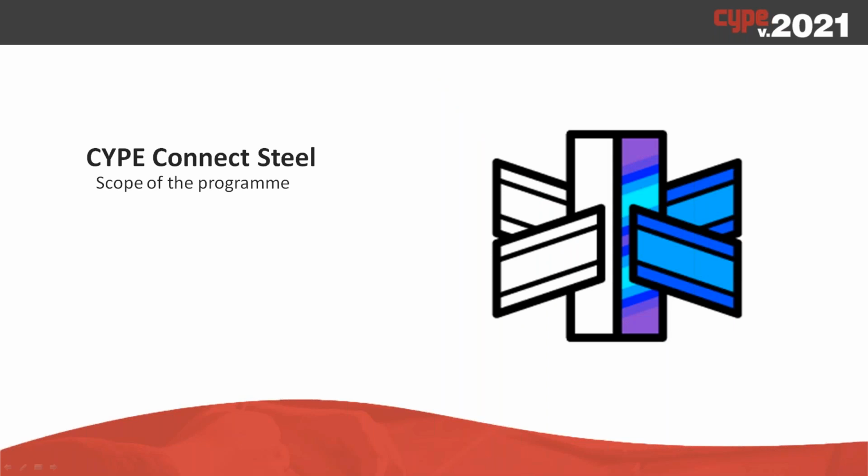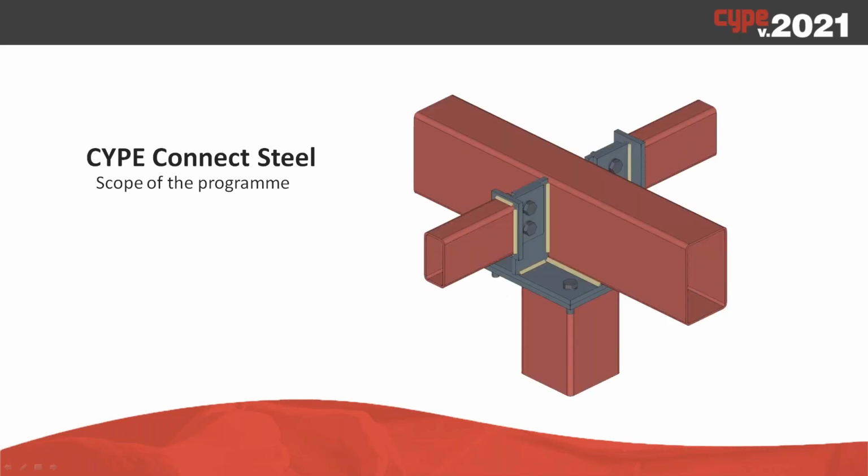This is the icon of CYPE Connect Steel, and answering the question, what is CYPE Connect Steel, we can say that it's an application for designing and analyzing steel structure connections using finite elements. This is the most basic definition of our program. This is the first goal of the application, the definition of a connection. So we have some bars arriving at a node, and the user will have some tools available in order to define the different components of this connection.